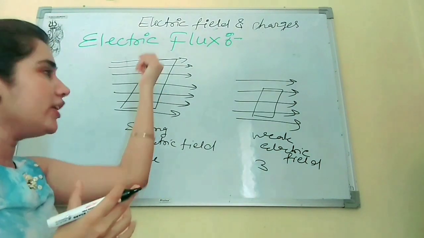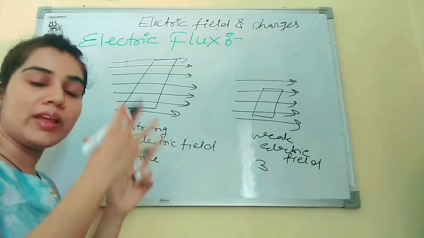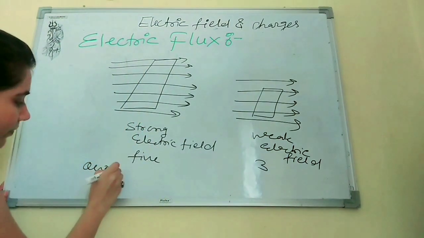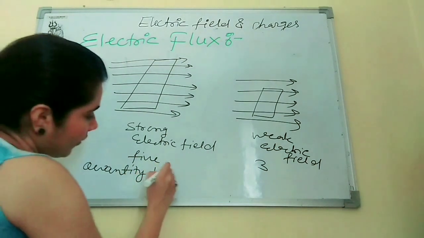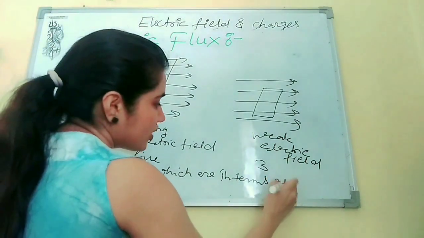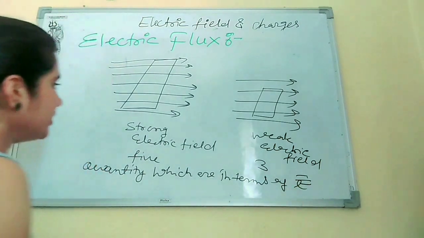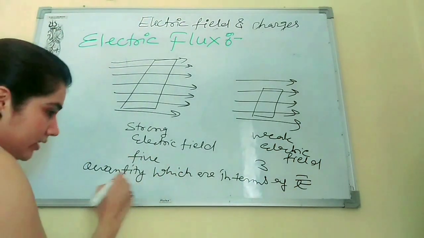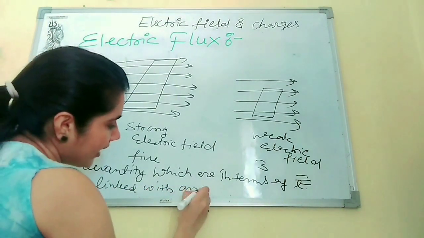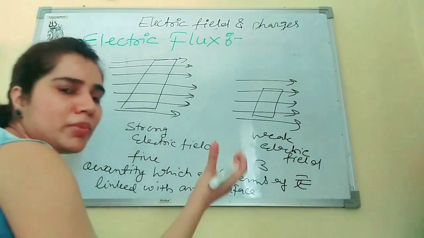So what we can say in terms of electric flux is the quantity which is in terms of electric field lines and linked with any surface which is placed in an electric field. It is a quantity in terms of electric field, linked with any surface area, any surface or any particular area.